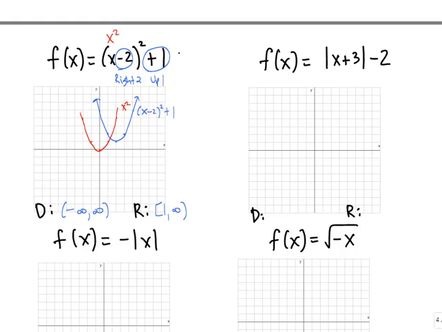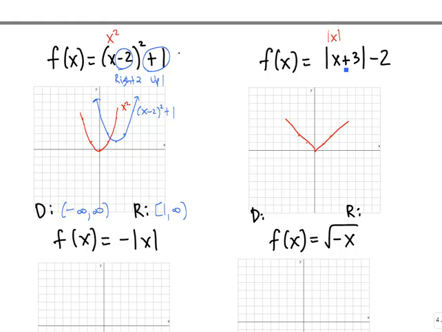Okay? Let's try another one. Absolute value of x plus 3 minus 2. So the base graph is absolute value of x, which is a big V centered at the origin, over 1 up 1, over 1 up 1, over 1 up 1, over 1 up 1. So we get this nice V shape.